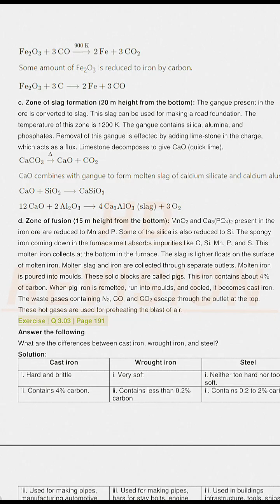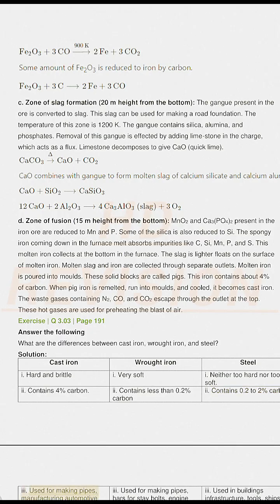Exercise Q3.03, page 191. Answer the following. What are the differences between cast iron, wrought iron, and steel? Solution. Cast iron, wrought iron, steel. Cast iron is hard and brittle; wrought iron is very soft; steel is neither too hard nor too soft. Cast iron contains 4% carbon. Wrought iron contains less than 0.2% carbon. Steel contains 0.2 to 2% carbon.